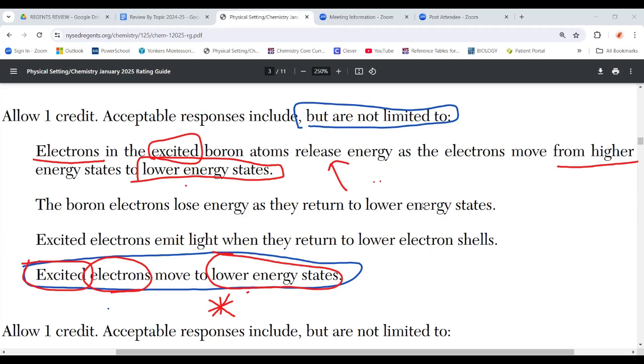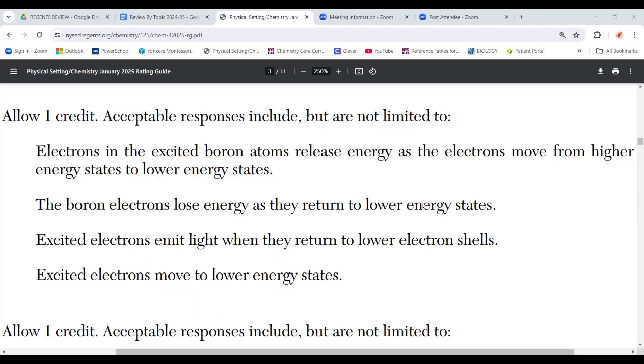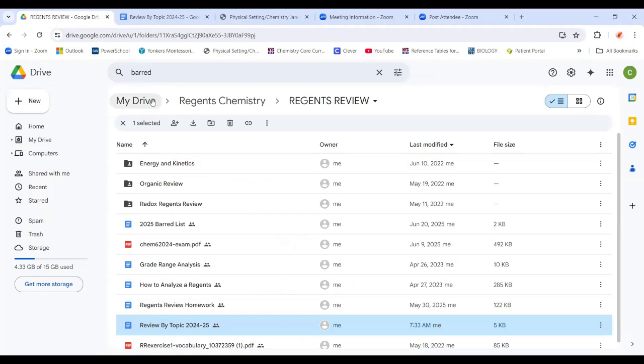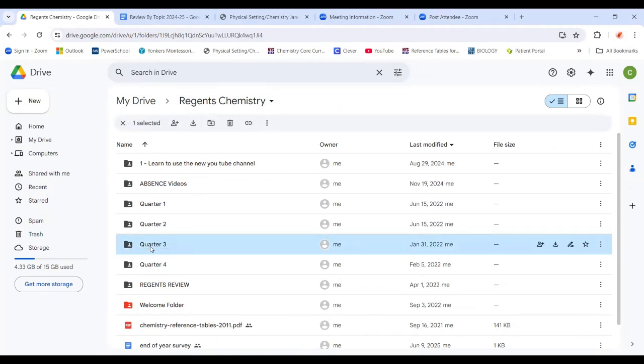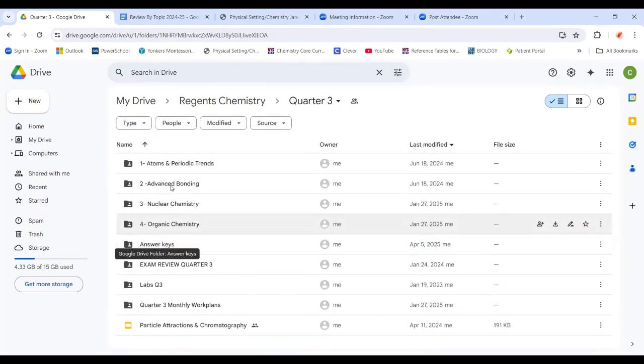All right, so at this point, I'm going to move you over to the review sheets because I want to show you what review sheets are available, and I'm going to link all of these in the description for atomic theory, because atomic theory is a big topic. It can be pretty popular on the Regents. And I want to make sure that you have all of this. So we are going to go to the drive. When did we do atomic theory? Quarter 3. We do atomic theory really late.